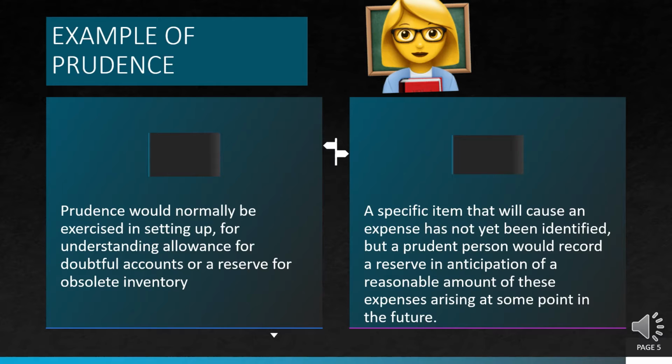Example of prudence. Prudence would normally be exercised in setting up an allowance for doubtful accounts or a reserve for obsolete inventory. In both cases, a specific item that will cause an expense has not yet been identified, but a prudent person will record a reserve in anticipation of a reasonable amount of these expenses arising at some point in the future.